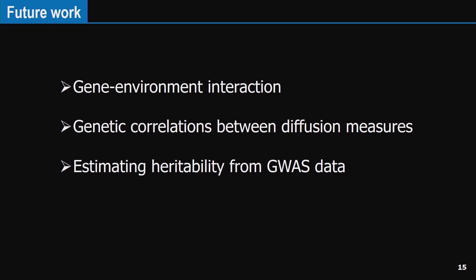And secondly, we found a high correlation between these three diffusion measures. So I think genetic correlation analysis should be done to clarify their shared genetic basis. And since HCP also provides us the genotyping data, we can use this SNP information to estimate the heritability and validate our results.